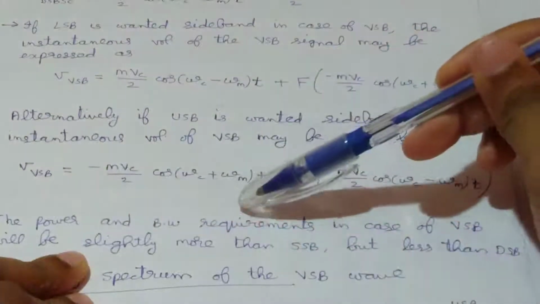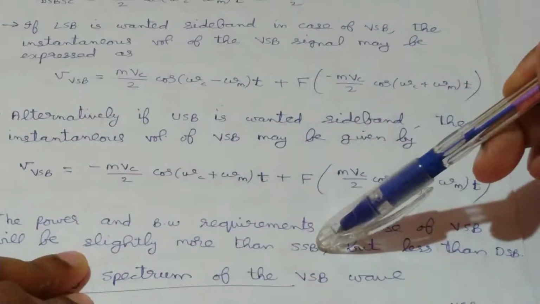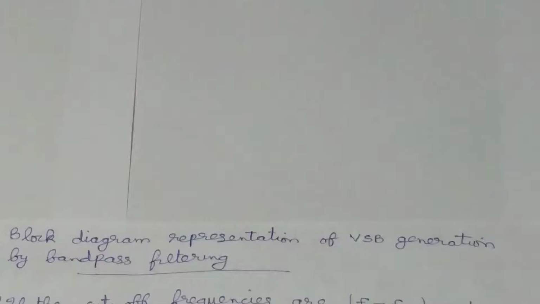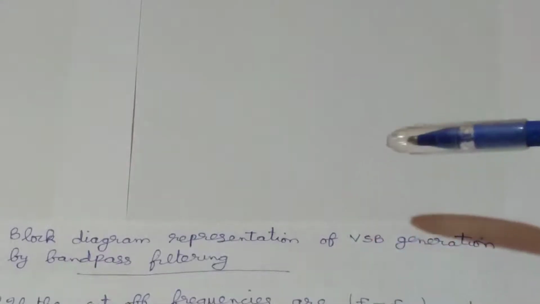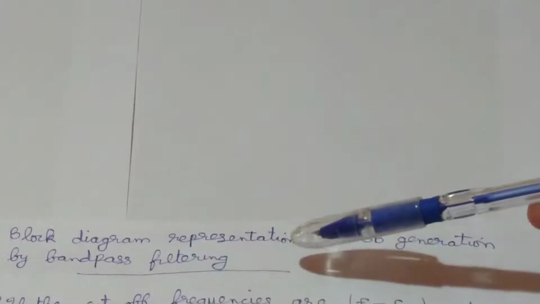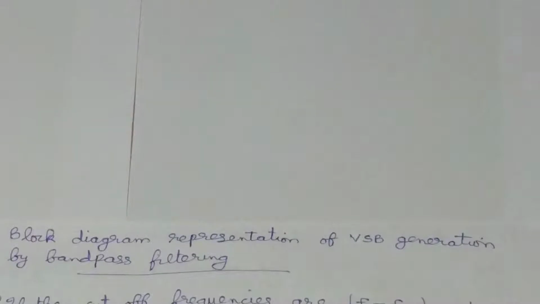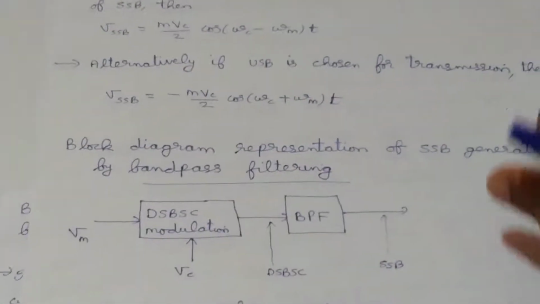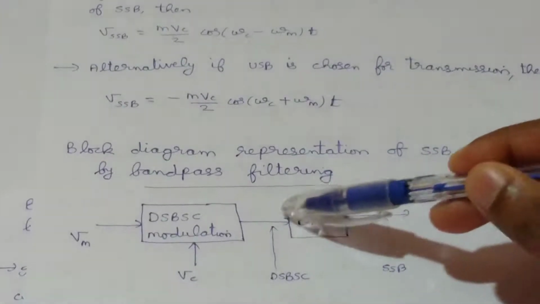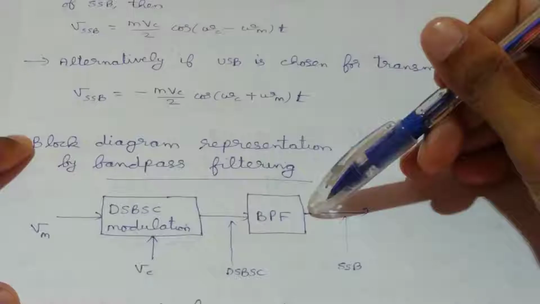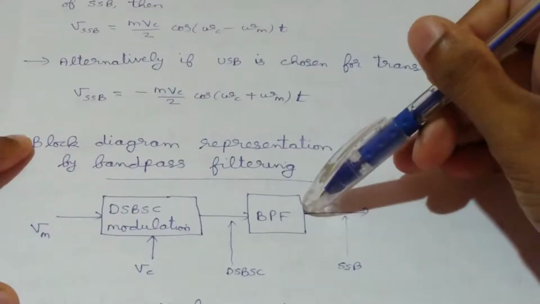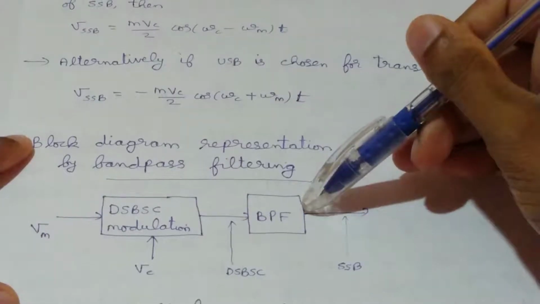So the power and bandwidth requirement will be greater than SSB technique, but it will be less than double sideband suppressed carrier technique. Let's now consider the block diagram representation of vestigial sideband generation by bandpass filtering. The block diagram representation is exactly the same as that of the single sideband generation case, but here the cutoff frequencies of the bandpass filter will be different.